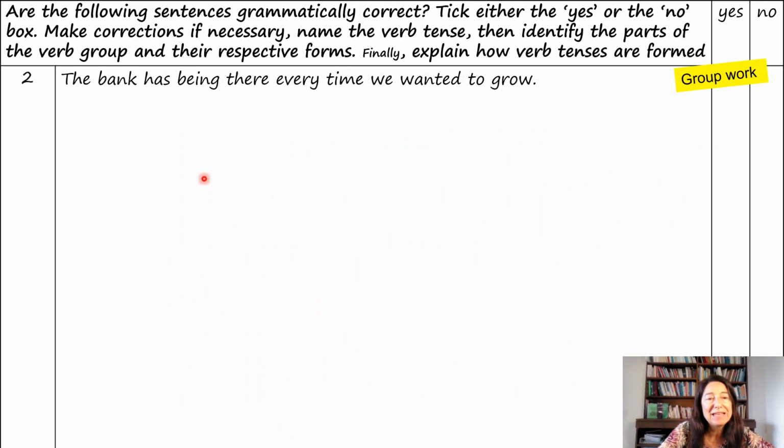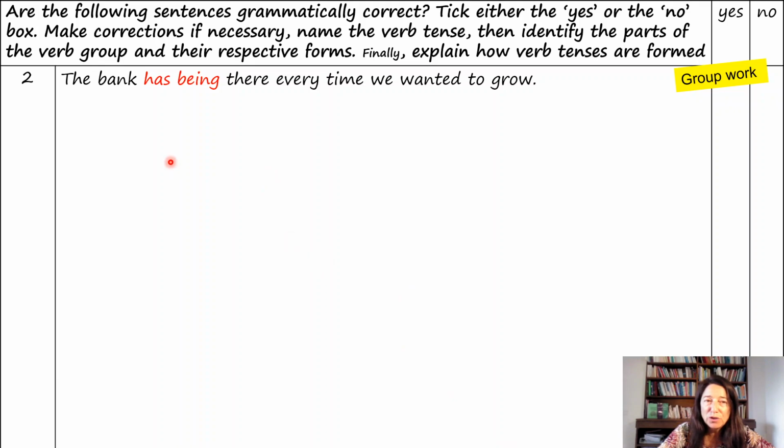The bank has been there every time we wanted to grow. So what does it sound like? Is that correct or not? Where is the verb form? So the verb form we're going to look at here is has been, because wanted, obviously, that's the past tense. You remember the symbol is VED, and so that's fine. And we just have to look at this verb phrase here. So is this correct or not?